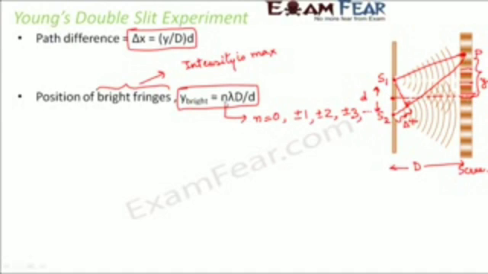So if you put the value of n equal to 0, then the value of y will be equal to 0, which means that the position of a bright fringe is at the center. y equal to 0 means exact center. So at the exact center, you have a bright fringe.